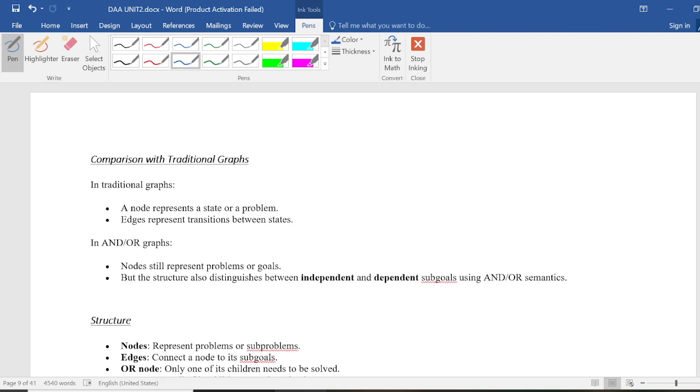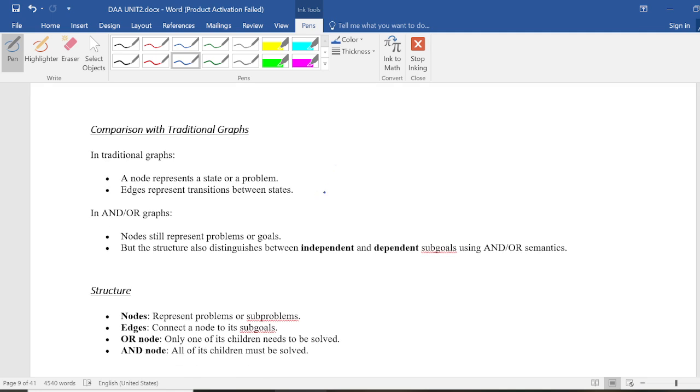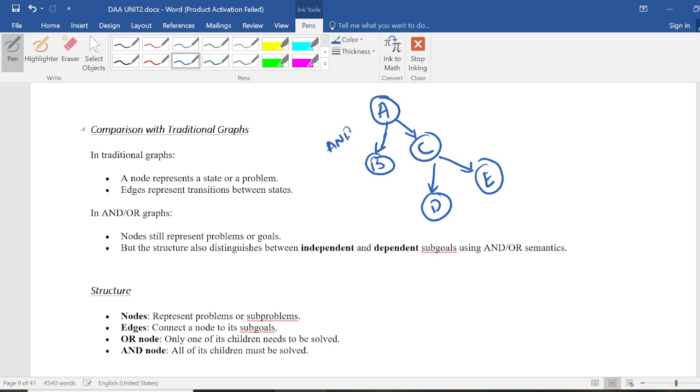Comparison with traditional graphs. First we'll look into what an and or graph is. For example, let's start with node A. Then the next node is B. From A we are going to another node, that is C. And from C we are going to two other nodes, D and E. So A to B becomes an and relation, because to solve A, B must be solved.